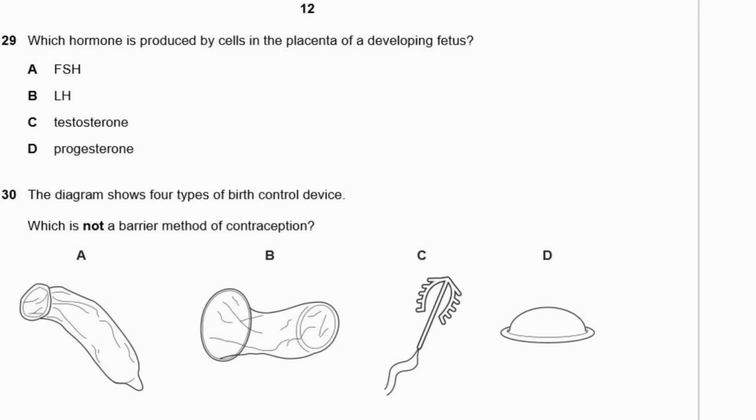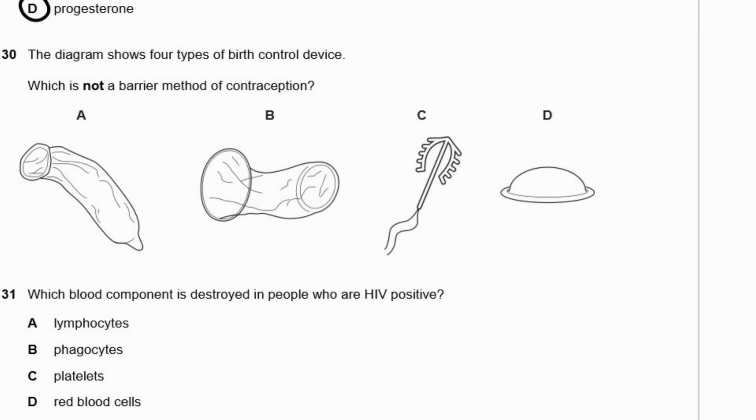Question 29. Which hormone is produced by cells in the placenta of a developing fetus? Okay, so the placenta produces progesterone in order to maintain the uterine lining. FSH and LH are for ovulation. That's before fertilization. Testosterone is the male hormone. The developing fetus, if they're a male, will have more testosterone available to it, but that's not produced in the placenta.